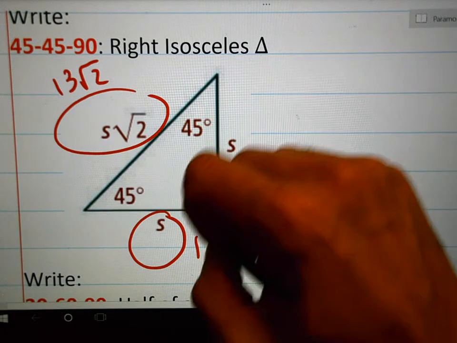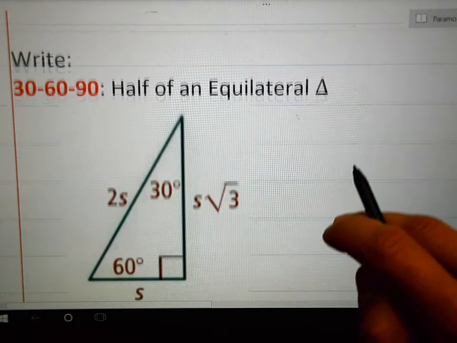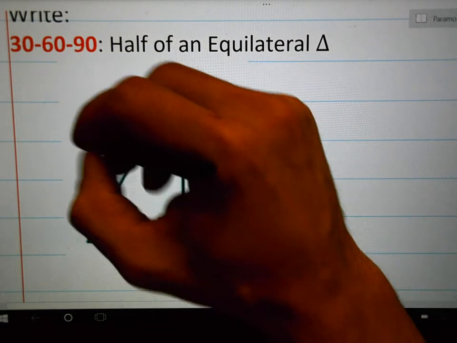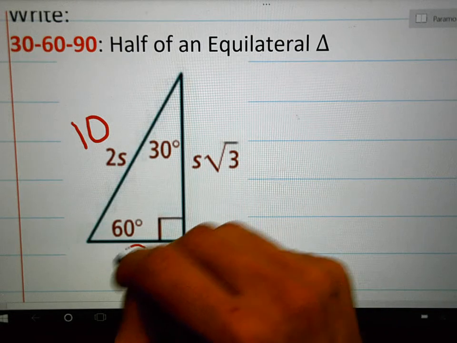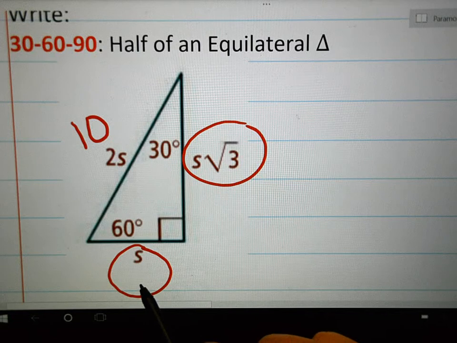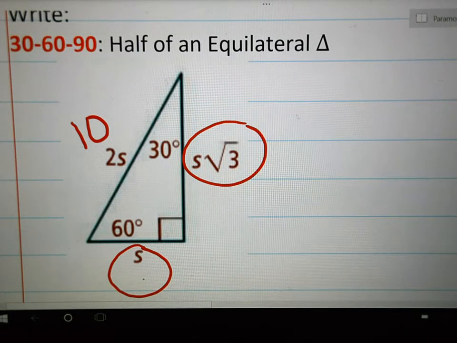Then we're going to try the same thing, and I'm going to check for understanding on the 30, 60, 90 degree triangle. So this time, I'm going to call this side 10. What I want you to do with your partner is figure out how long is the leg and how long is the hypotenuse. With your partner, discuss how long is the leg and how long is the hypotenuse.